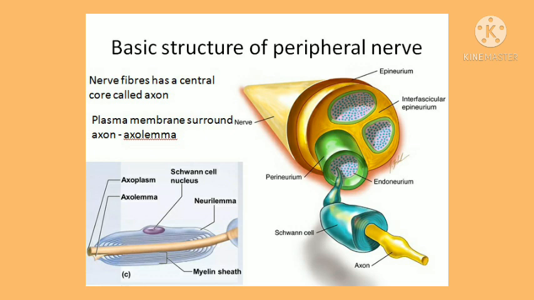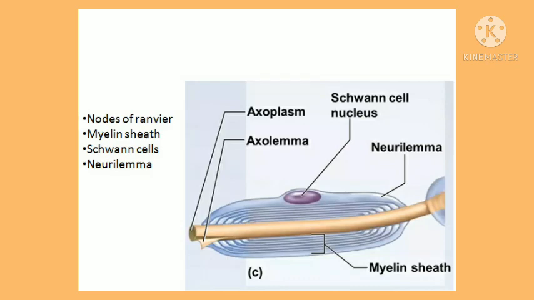The basic structure of a peripheral nerve fiber. Each nerve fiber has a central core formed by the axon. This core is called the axis cylinder. The plasma membrane which surrounds the axis cylinder is called the axolemma. The axis cylinder is surrounded by a myelin sheath. This sheath is in the form of short segments that are separated at short intervals called nodes of Ranvier. The part of the nerve fiber between two consecutive nodes is called the internode.